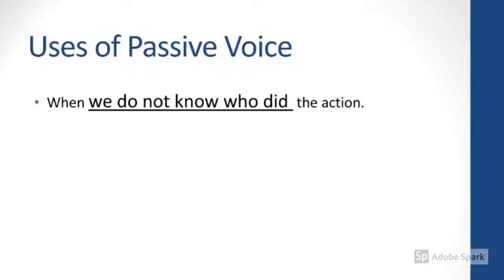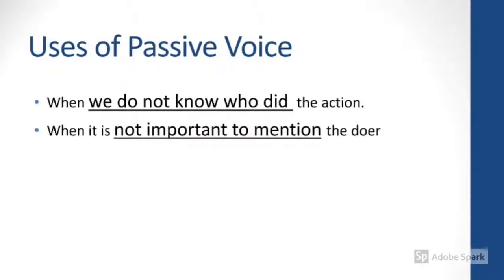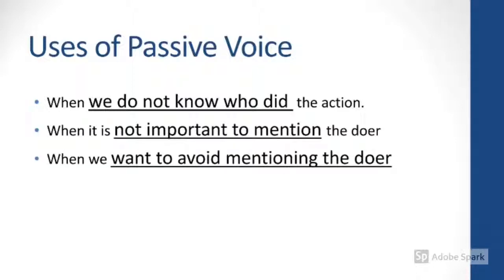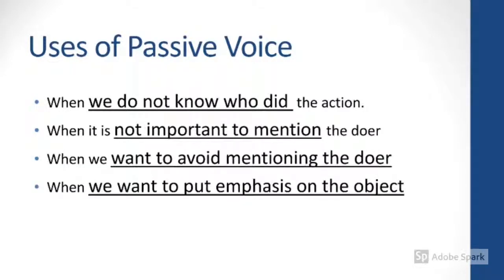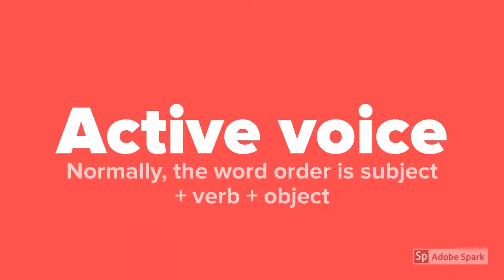Basically, we use passive voice when we do not know who did the action, when it is not important to mention the doer, when we want to avoid mentioning the subject, and when we want to put emphasis on the object. To put it into perspective, active voice uses the word order subject plus verb plus object.